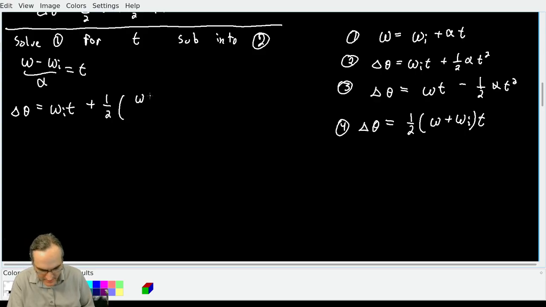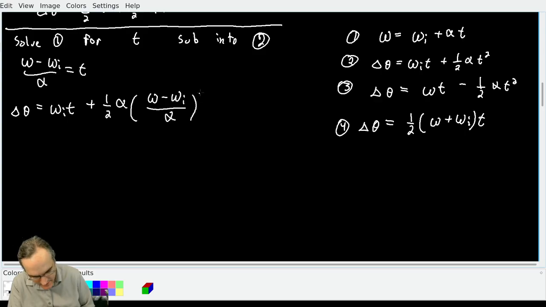Let's see. I need the alpha still. And then we'll have omega final minus omega initial over alpha and square it. This one does take a bit more work to finish the algebra because we're going to have to multiply out that omega minus omega I.